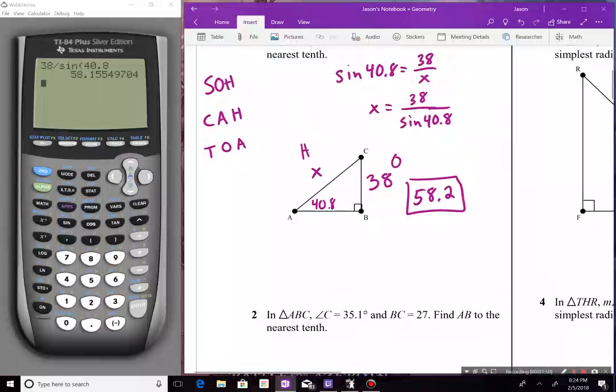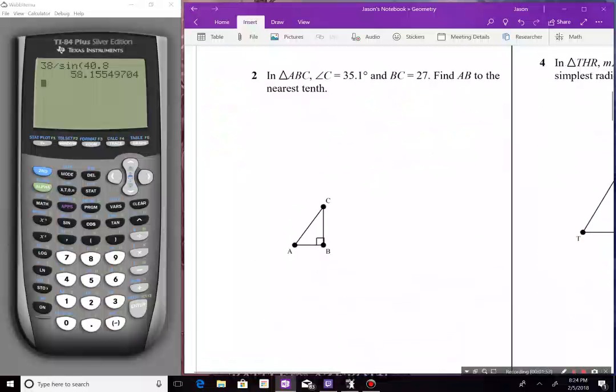Alright, then that takes us to number 2. So number 2, we've got C is 35.1, BC is 27. We are looking for AB. Alright, so x is across from the angle, so that is opposite. 27 is next to it, but not the hypotenuse, so that is adjacent. O and A tells us tangent. So tan 35.1 equals x over 27.